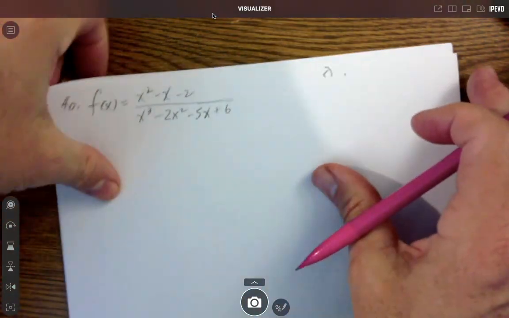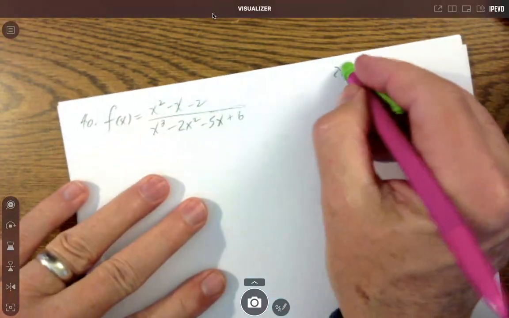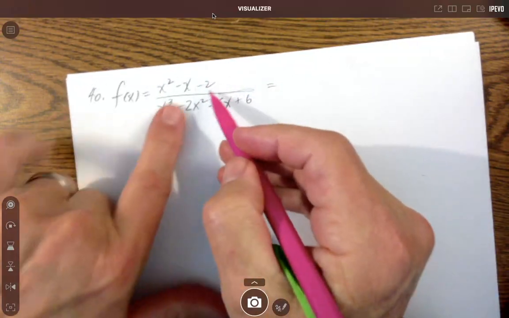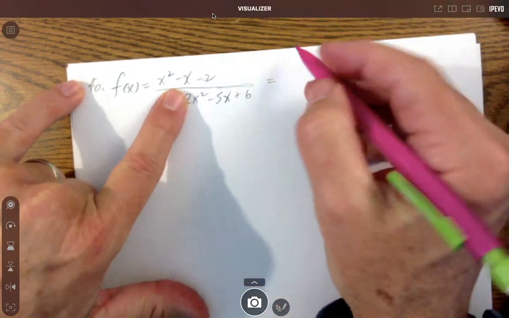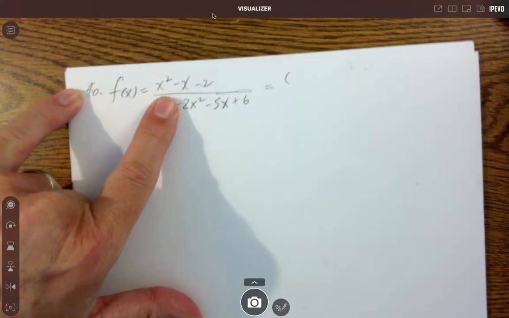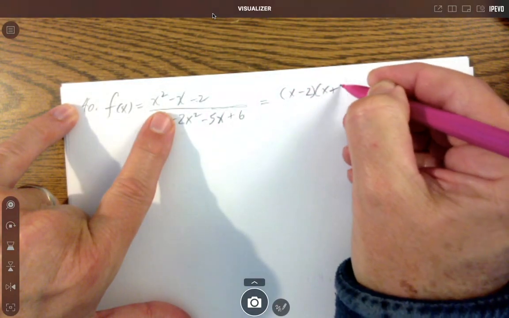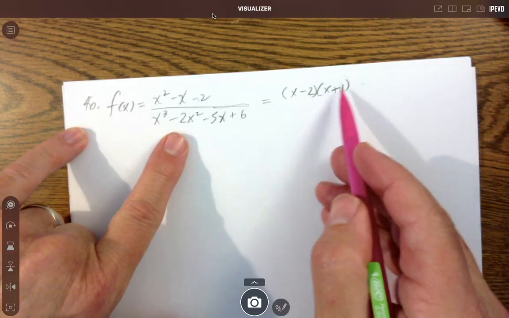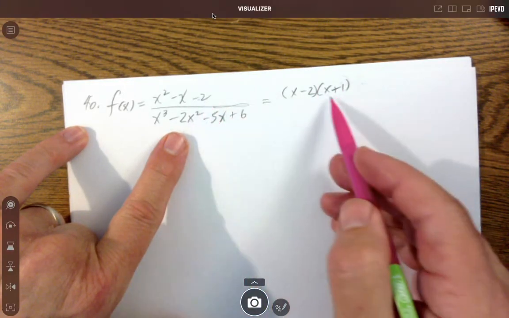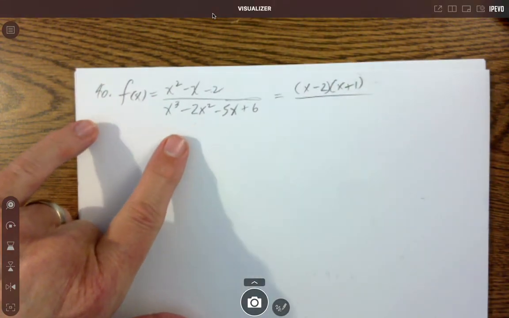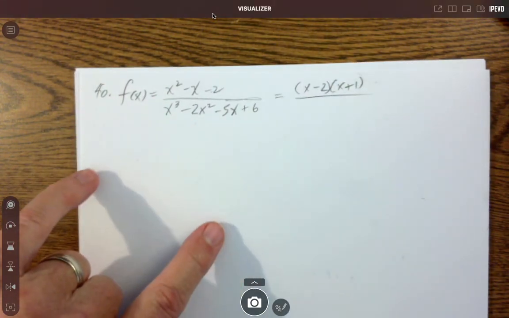So step one, what do you want to do? You want to factor it if you can. So let's see if we can factor this. Are there two numbers that multiply to negative 2 but add up to negative 1? I believe so. It's x minus 2, x plus 1. Right, so negative 2 times 1 is negative 2. Negative 2 plus 1 is negative 1. So that's the top.